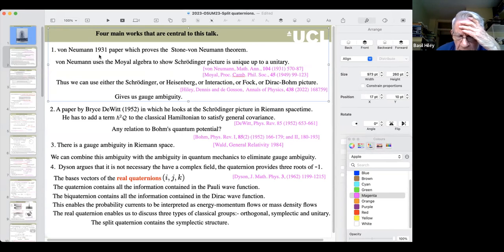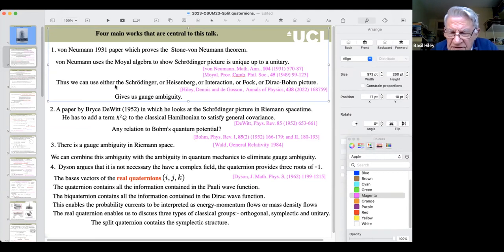The point about the 31 paper was that this is the paper which proves the Stone-von Neumann theorem, which says that the Schrödinger picture is unique up to a unitary. But what he does to prove it is he actually invents the Moyal algebra. Now, you might think this is quite crazy because Moyal's algebra was actually published in 1949, whereas von Neumann was working in 1931. But I was amazed to find that he was using his creation of the Weyl algebra to actually prove this theorem. So the algebraic approach was being used by von Neumann to establish something in Hilbert space. And this is a very interesting paper.